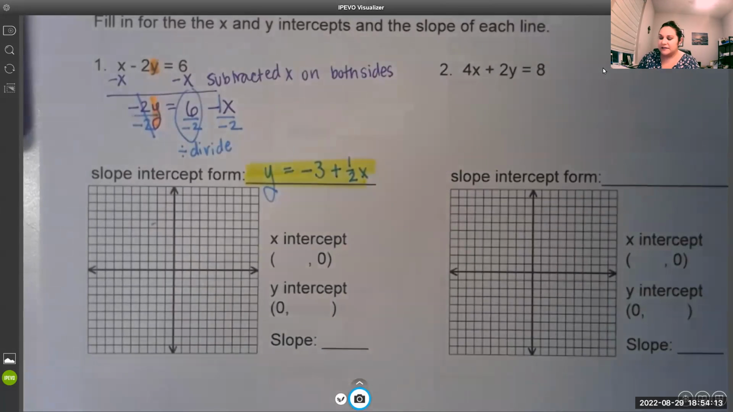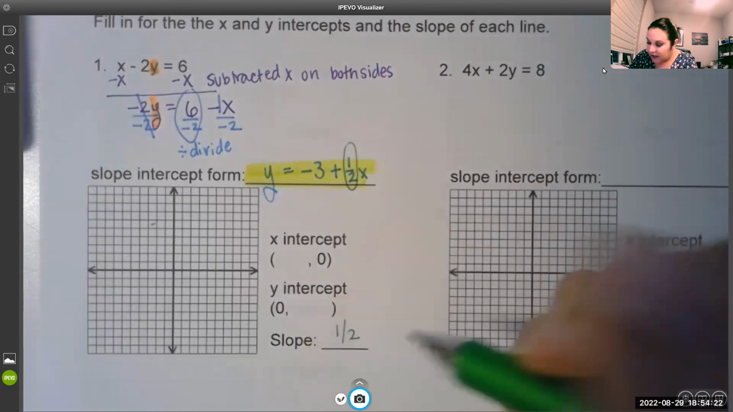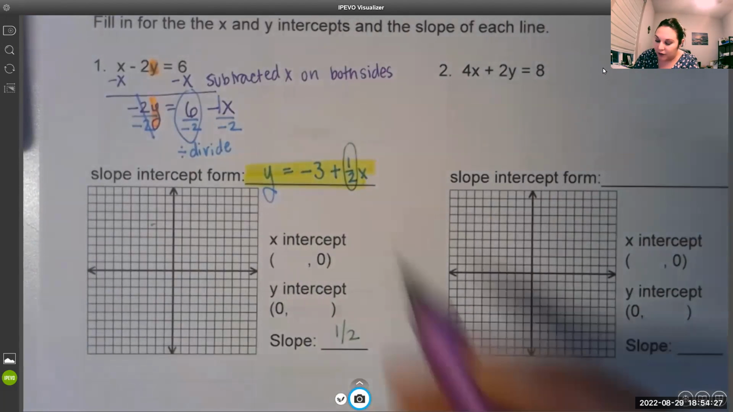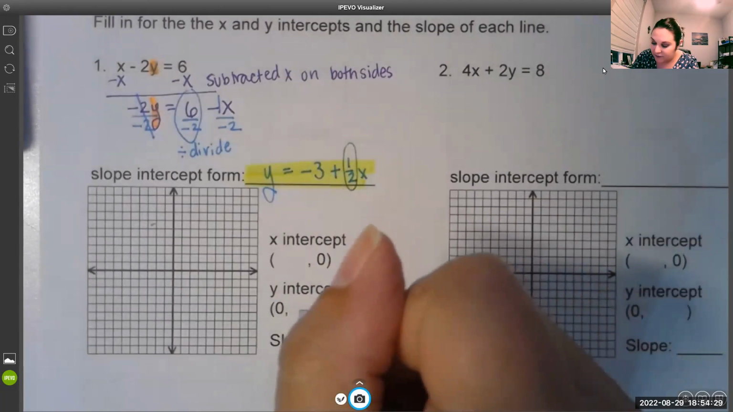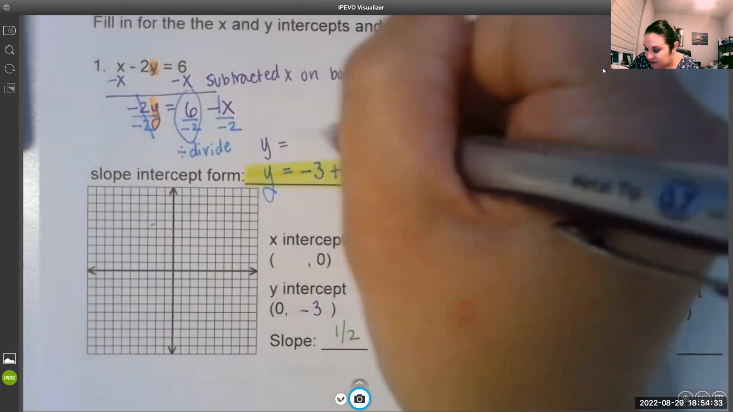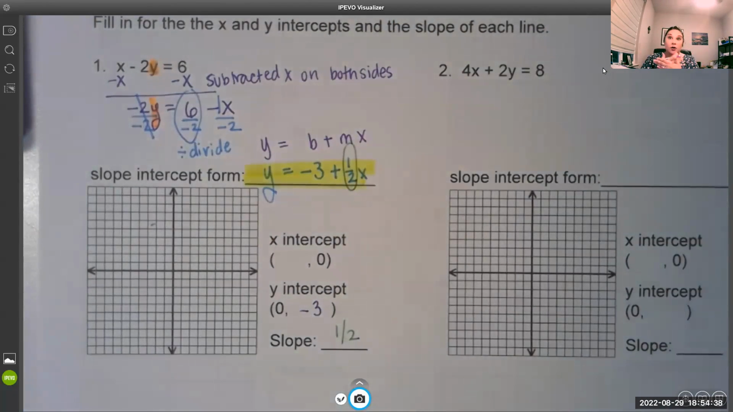So in this form, what I can see pretty clearly is the slope of the line is the 1/2. I also want you to write the y-intercept as a coordinate point, so 0, -3. And I said mx+b, but this is like b plus mx, right? But it doesn't matter. You know, whatever is multiplied to the x is the slope. It doesn't matter if the slope is written in front.